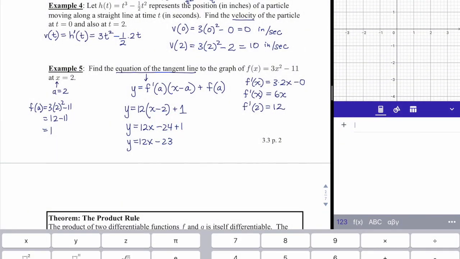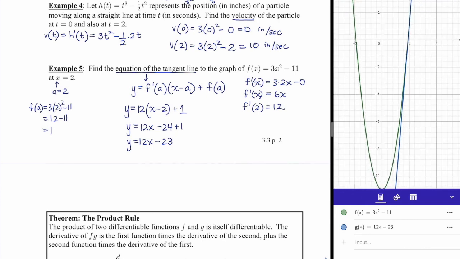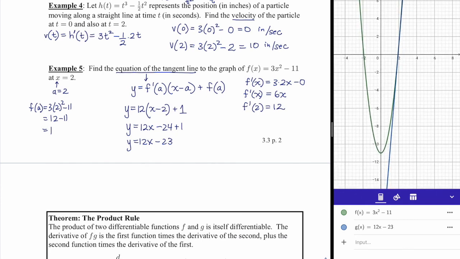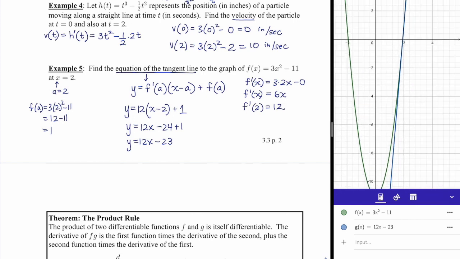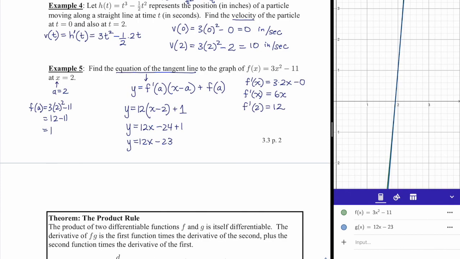So our function was 3x squared minus 11, and our tangent line was 12x minus 23. And the tangent point we were looking at was x equals 2 and y equals 1. So I have a picture here. It looks like that could certainly be the tangent line at 2, 1. Yep, looks good.